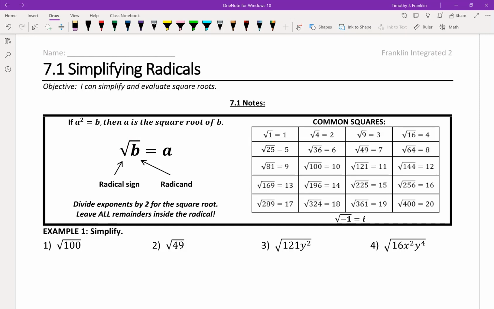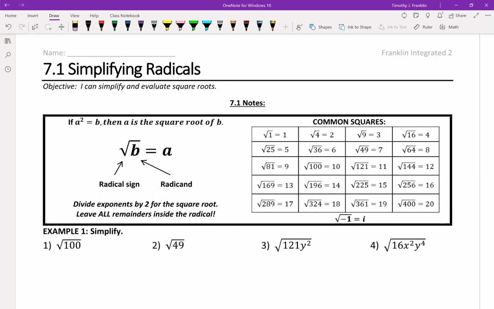Okay, now there's some common square roots over here in this table. You're probably familiar with most of them, but some not, and that's okay. So you can always check this table. Now if you have exponents, like on a variable, you just divide those by 2 to get the square root. For example, the square root of x to the 4th would be x squared. And that's because when you multiply powers, you add the exponents. So the square root of x to the 4th is x squared, because x squared times x squared equals x to the 4th.